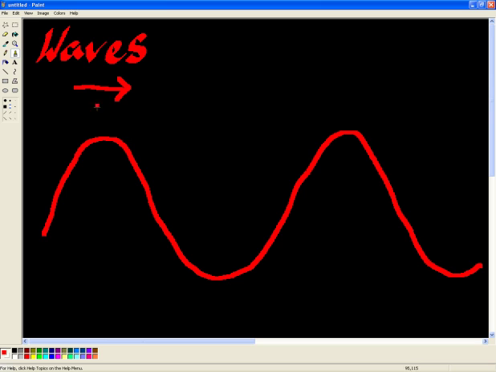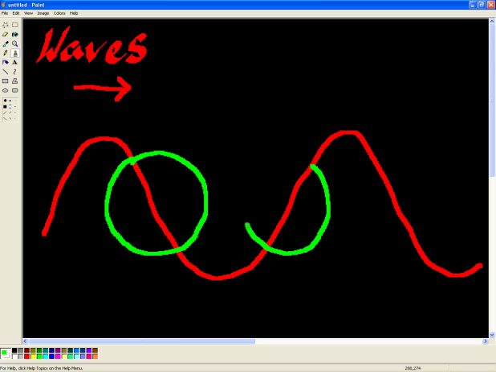Now, you might be surprised to know that even though the waves are moving in this direction, the actual water molecules aren't moving in that direction at all. The water molecules are moving in a circular direction. And to demonstrate that, I'm going to draw 2 circles here. Let's see how it goes. One circle there. Okay, excuse my circles. Okay, not bad.